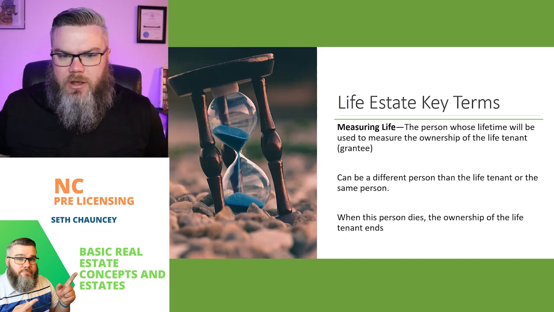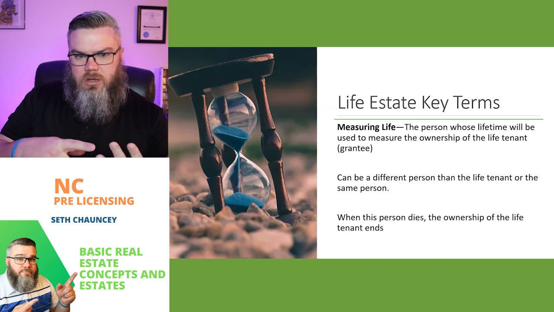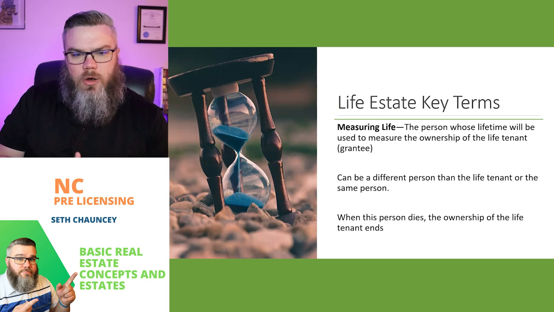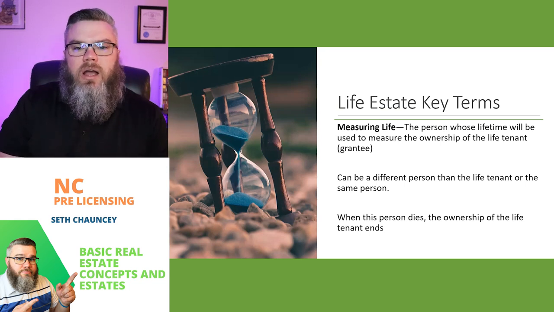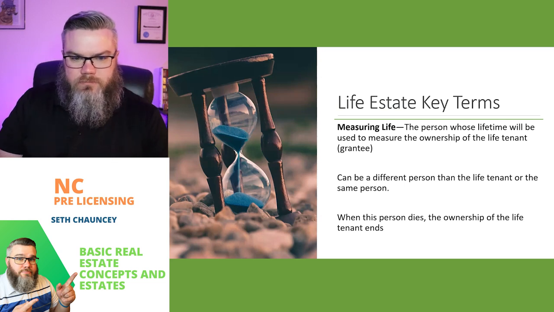Fee simple absolute. Let's say that you die and you own your property fee simple absolute. You can will it. You could gift it. You could sell it before you die. That's what makes it that, right? There is nothing stating you have any restrictions. That's why it's called fee simple absolute.